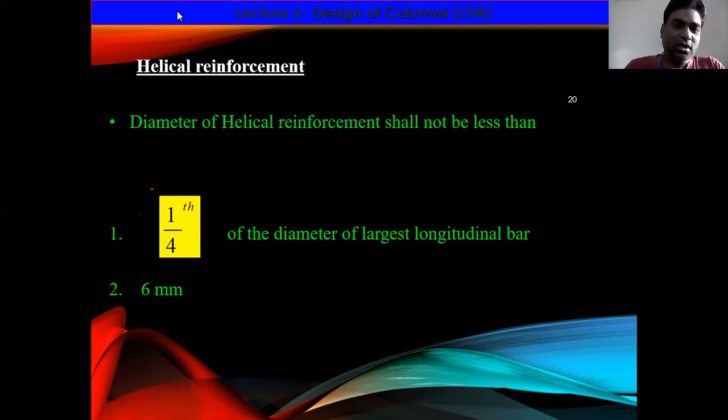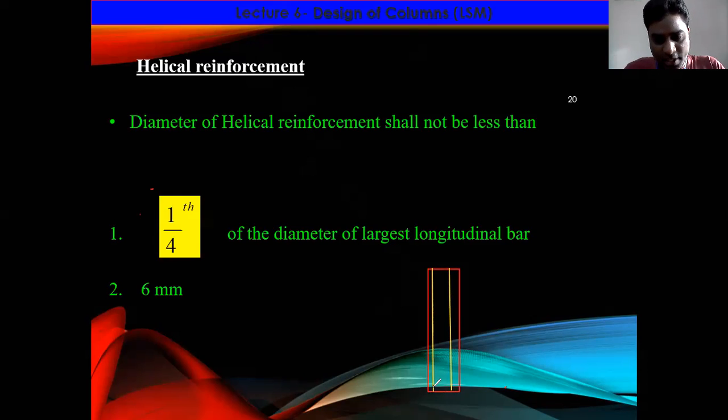I think I showed in last class that helical reinforcement means in circular columns. If you see the cross section, suppose these are the longitudinal bars of a circular column, and these bars are joined by, let us say, I will take this one like, along the line.